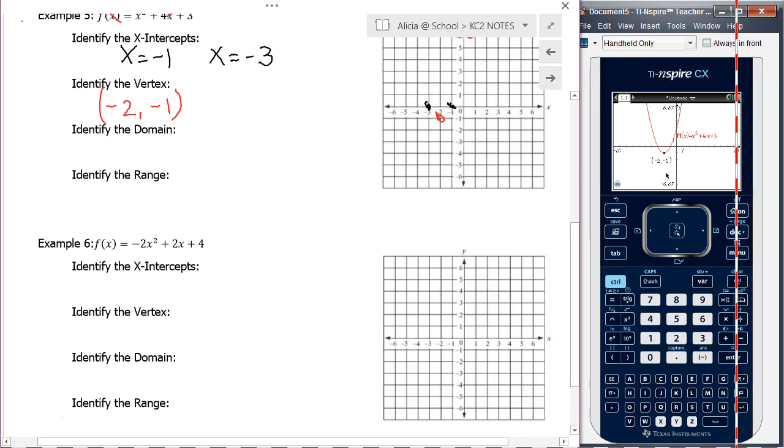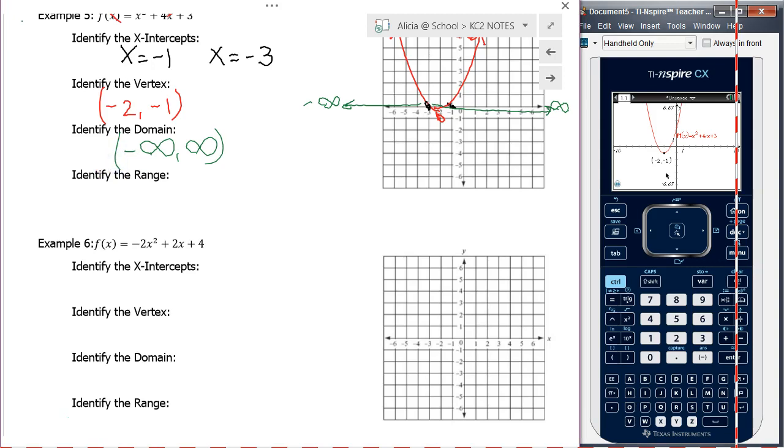Okay. My domain. Well, the domain went all the way to the left, right? And then we have all the way to the left, all the way to the right. So my graph here, remember that my domain is the x-axis. So everything left to negative infinity, and all the way right to positive infinity. So therefore, my domain is -infinity, infinity.